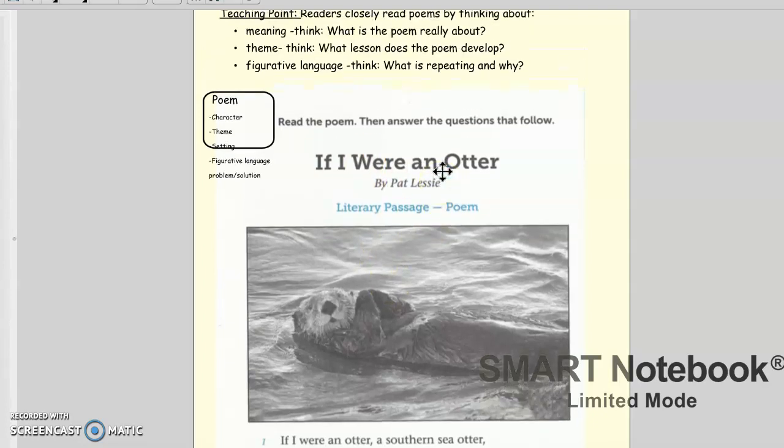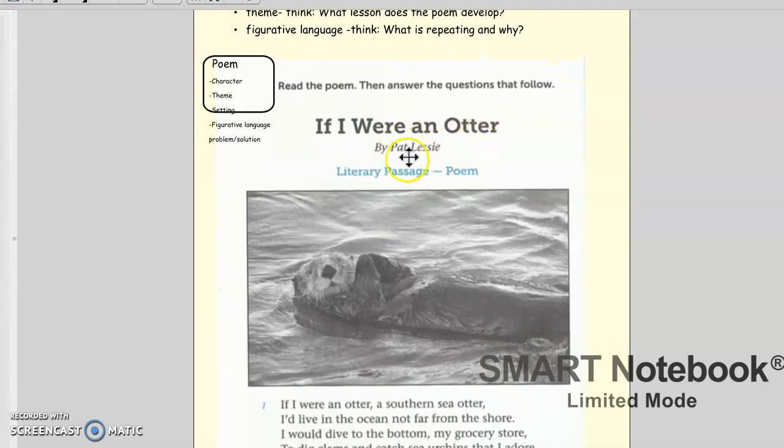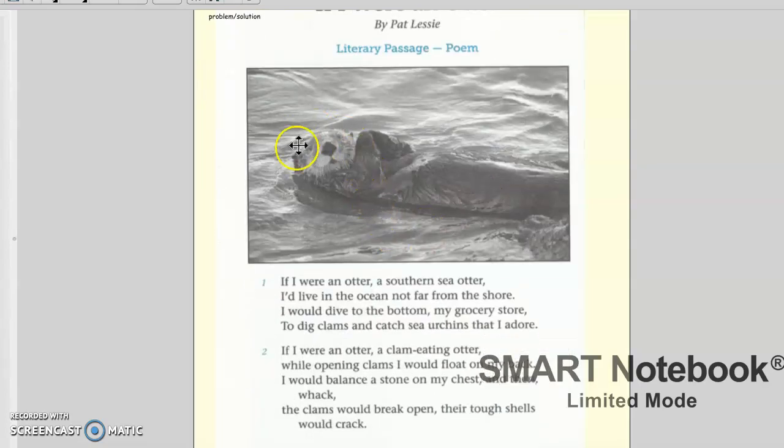Remember, we're going to be thinking about the meaning, the theme, and the figurative language that we see. "If I Were an Otter" by Pat Lessy. Okay. And we see a sea otter here. We see an image. And it seems like this otter is pretty happy over here swimming. Okay, let's begin reading. If I were an otter, a southern sea otter, I lived in the ocean, not far from the shore. I would dive to the bottom, my grocery store, to dig clams and catch sea urchins that I adore.